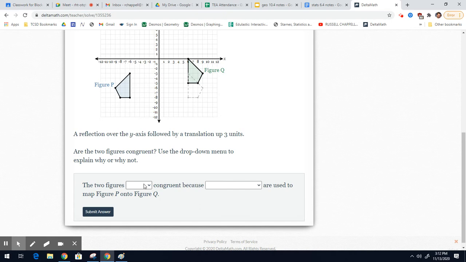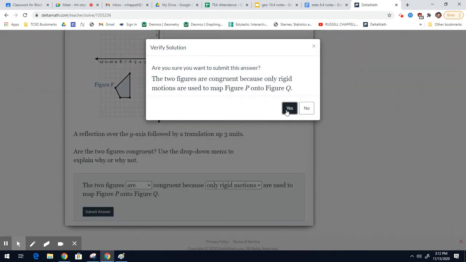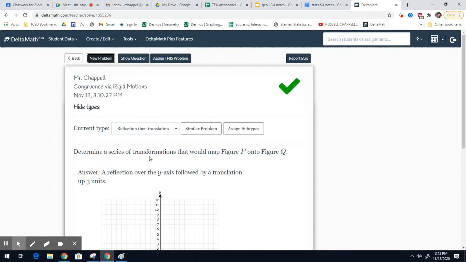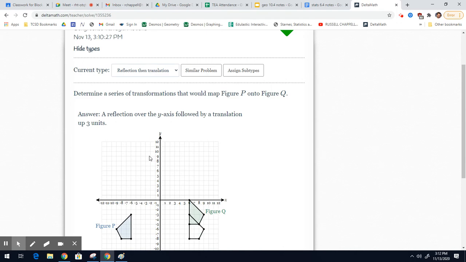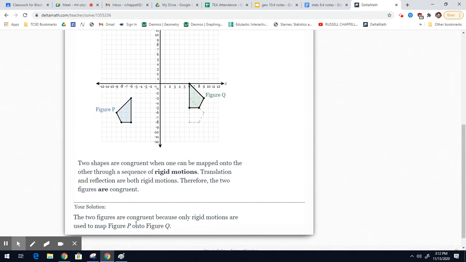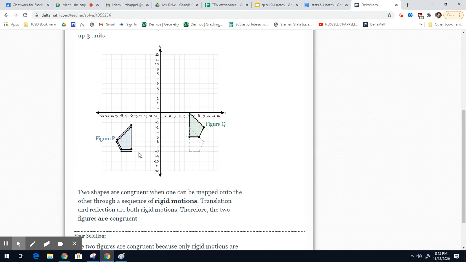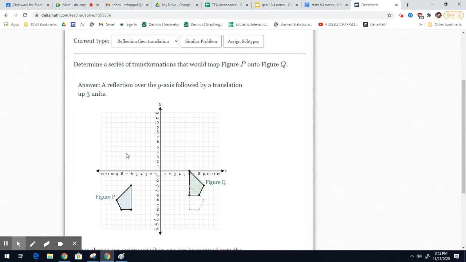And now you have to finish that same question. Are the two figures congruent? Well, I used a reflection and a translation. Those are both rigid motions. Yes, they are congruent because I used only rigid motions. Okay, so again, very similar to the previous two problems. This time you had to try going through each of these transformations. And again, if at all you use a dilation, no dice, they're not congruent. All right, let's move on to the next problem to save ourselves some time.